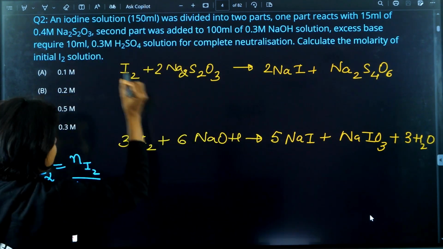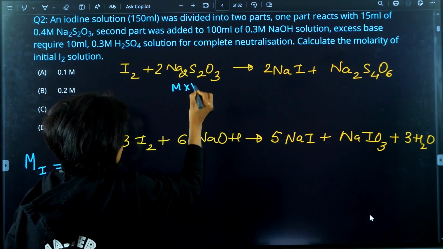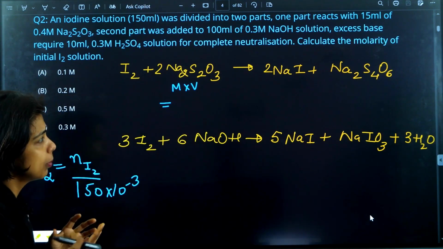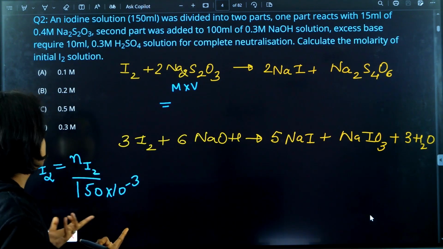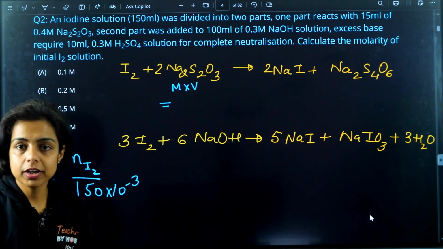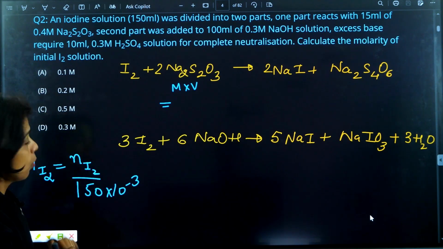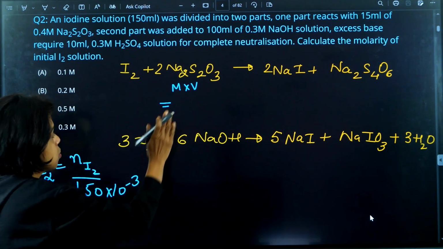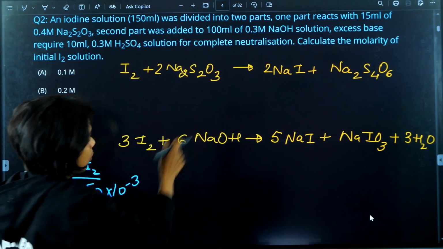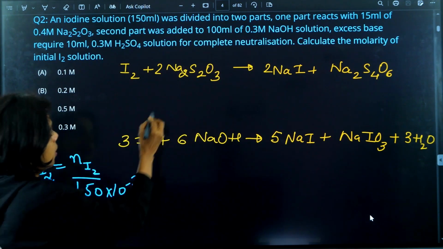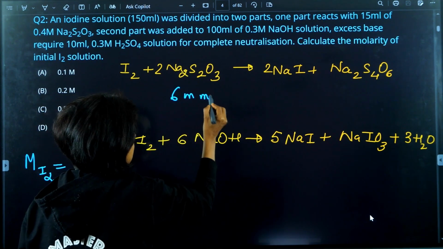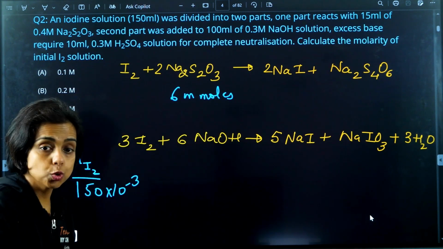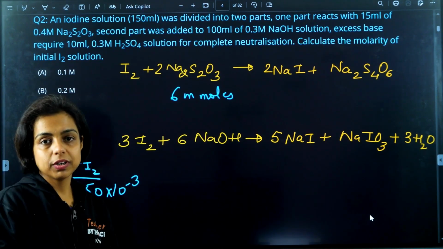15 ml, and so molarity into volume will give me the moles, because I'm taking the volume in milliliters. 15 milliliters, right? And 0.4. So that means I'm taking the volume in milliliters, I will get the millimoles. So how many millimoles, molarity into volume? How many millimoles of thiosulfate? 6 millimoles of thiosulfate was consumed to react with I2.